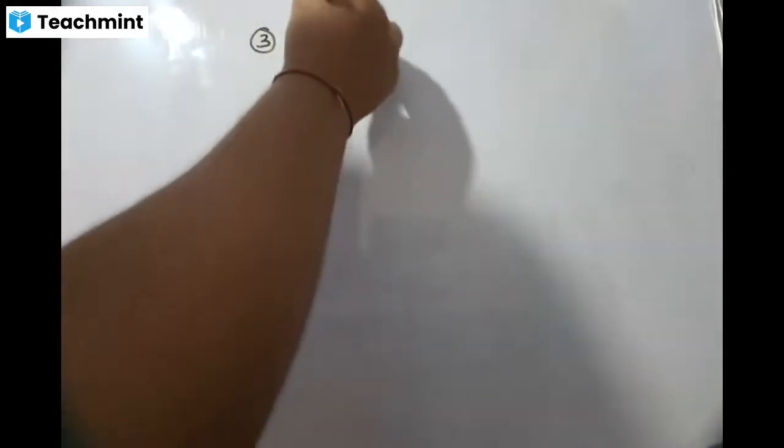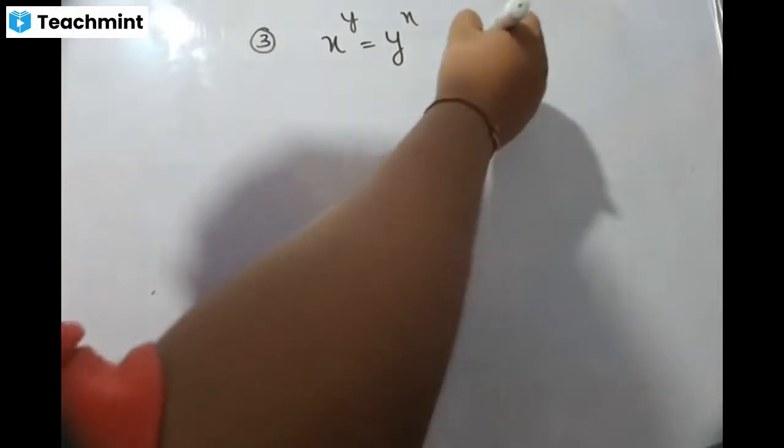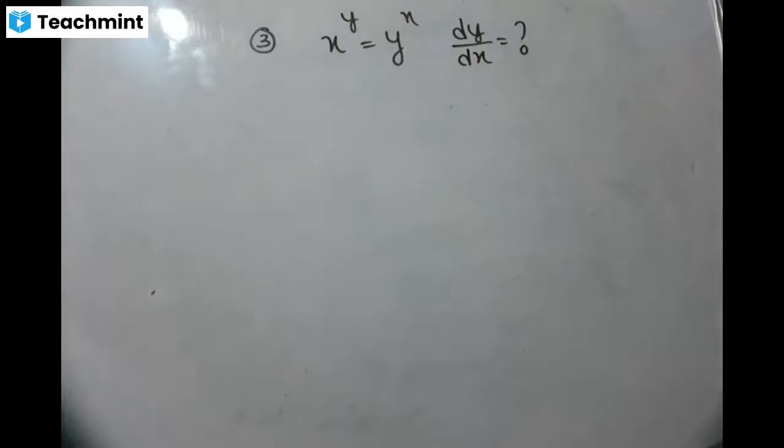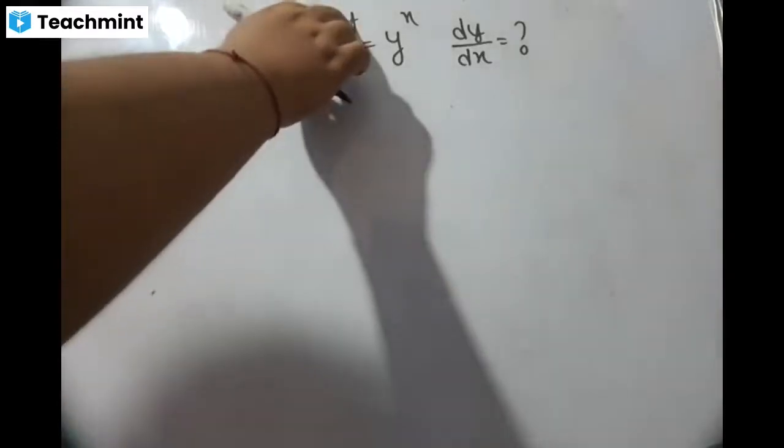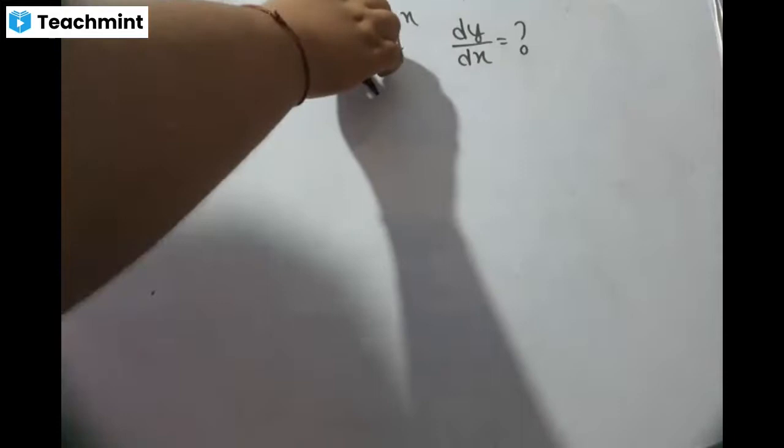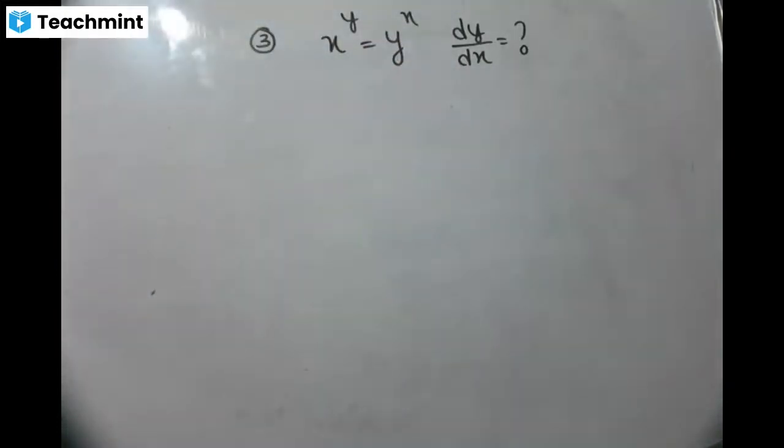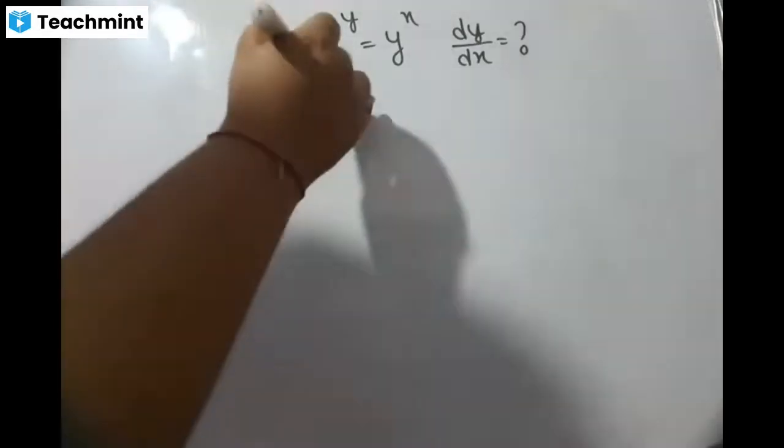Question number 3 says, if x to the power y equal to y to the power x, find dy by dx. I have to find dy by dx. Okay. Now everyone, look at the board. So again, out here, I have to use log. Reason: function to the power function. That means the power of x is y, a function, and the power of y is x. So in order to bring the power in front, I have to use log. So we apply log on both sides.